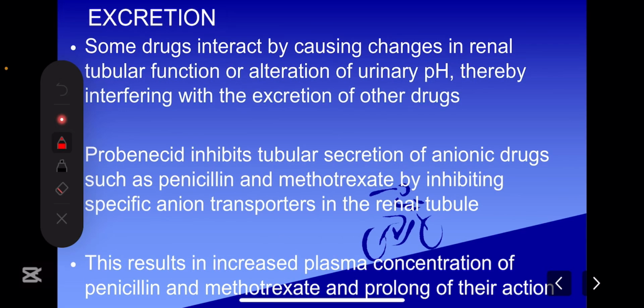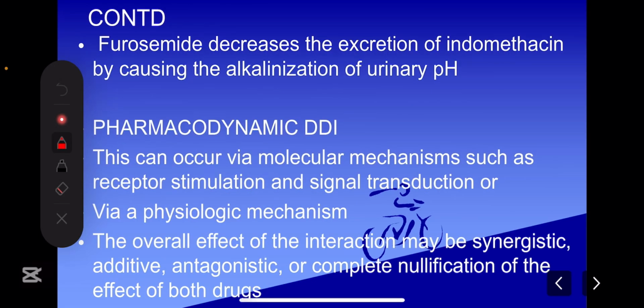All right, so let's go to excretion. For excretion, simply put, one drug can prevent the excretion of another. Let's look at some examples. Probenecid can inhibit the excretion of drugs like penicillin and methotrexate. Furosemide can also decrease the excretion of indomethacin. You know furosemide, the diuretic. We'll talk about diuretics soon. Then indomethacin, we'll talk about it in NSAIDs.